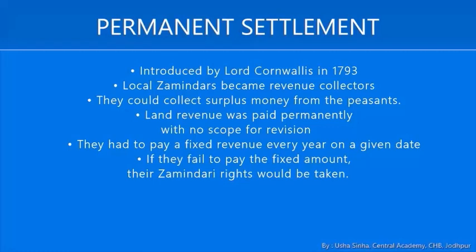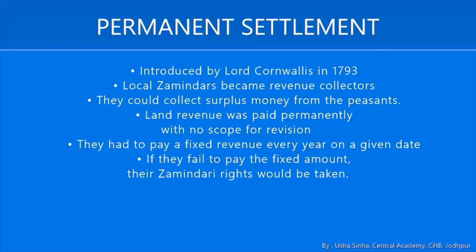According to this settlement, local zamindars were given the ownership rights and the right to collect the revenue. They would collect the fixed amount stipulated by the Britishers and give it to the British at a particular time of the year. They could also collect more than the fixed amount, and keep the surplus themselves.